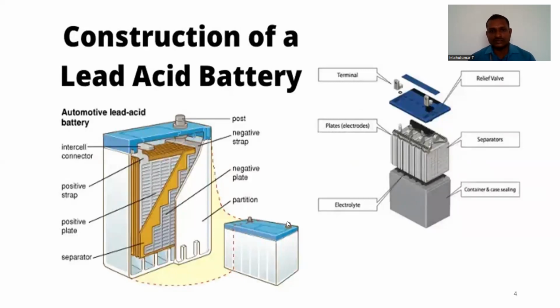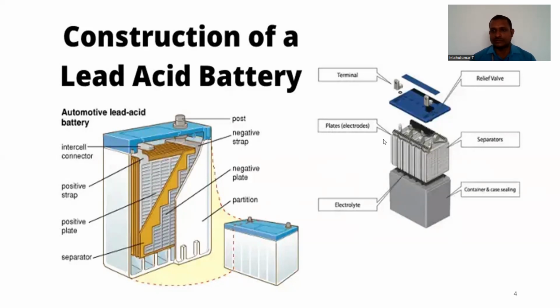We already discussed the construction. These are the inner parts: the separator, positive plate, positive strap, inter-cell connector, post, negative strap, negative plate, and the partition. This is the internal part of the battery. This is the outer structure: the terminals, and relief valves at the top of the battery.